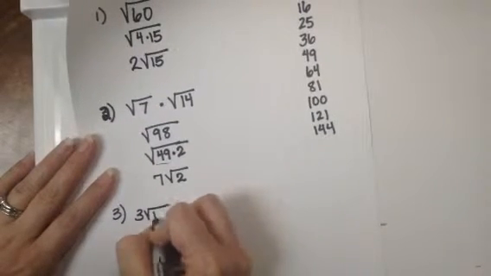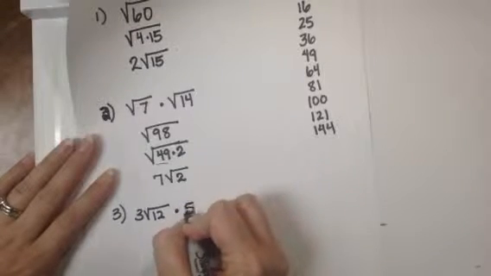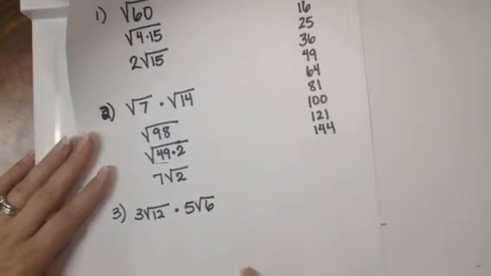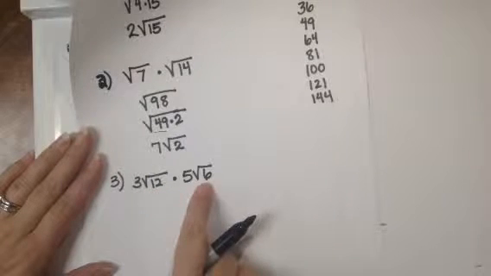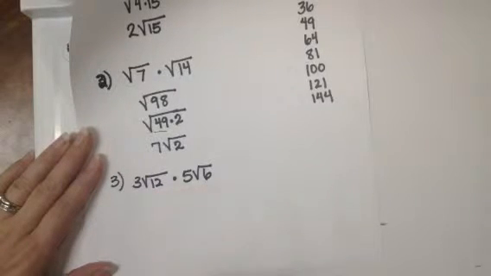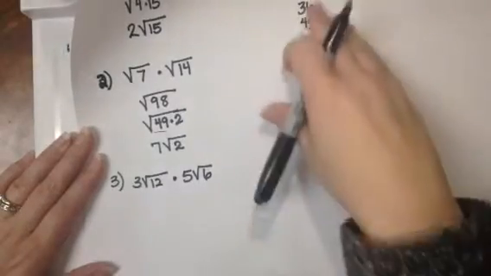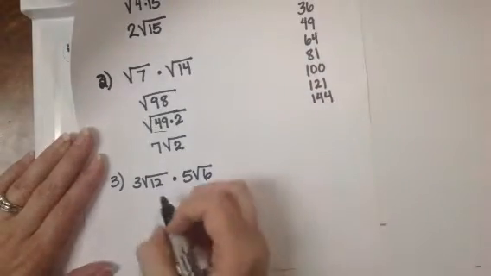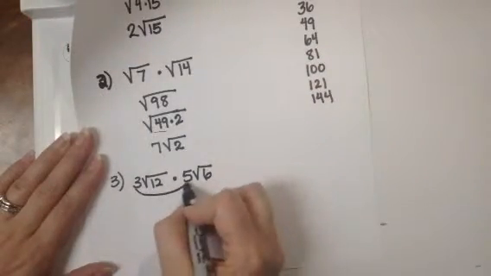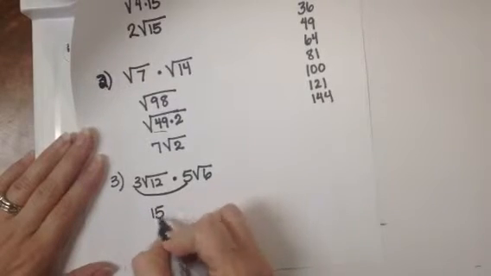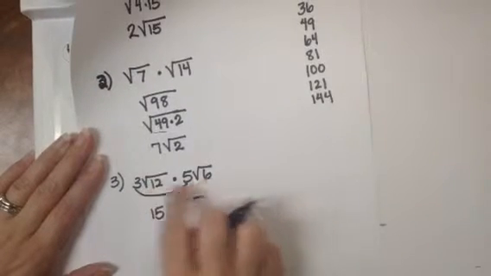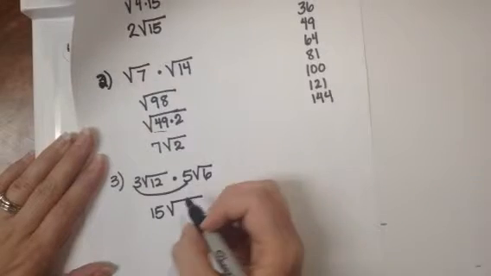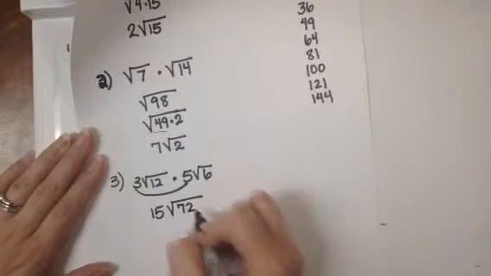3 square root of 12 times 5 square root of 6. Now, you've got a couple options here. You can break down 12 first before you multiply. A lot of students just go ahead and multiply and then simplify with the perfect squares towards the end. So multiply your coefficients. That's going to be 15. Then multiply the two numbers under the radical. 12 times 6 is going to give us 72.